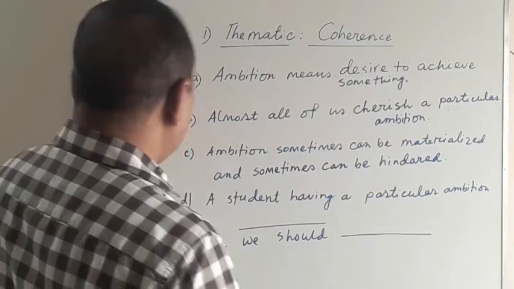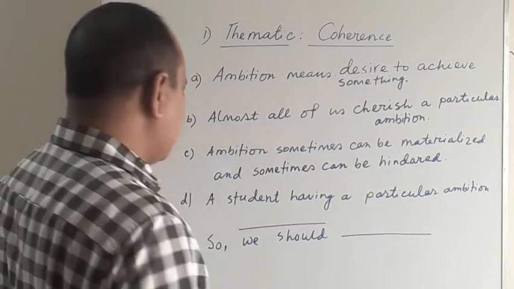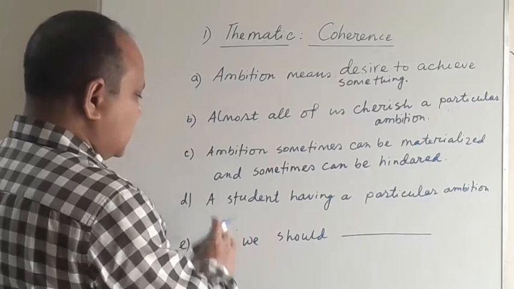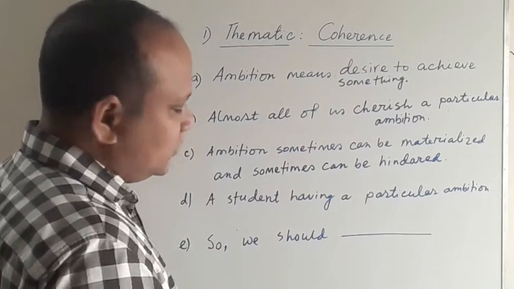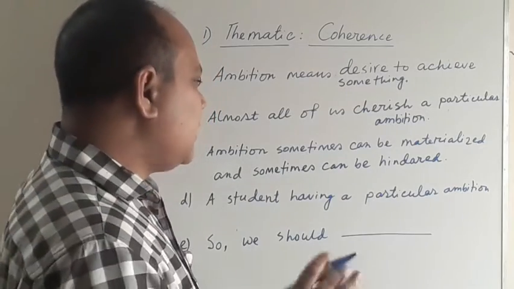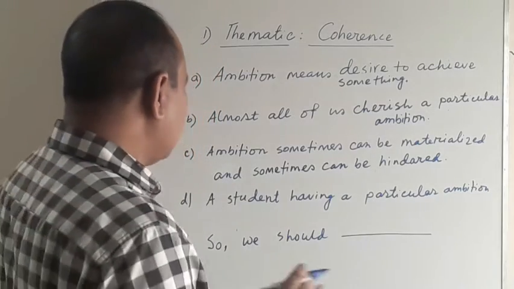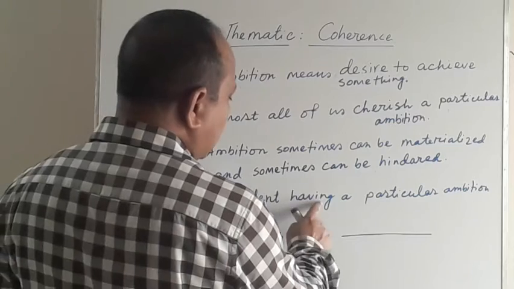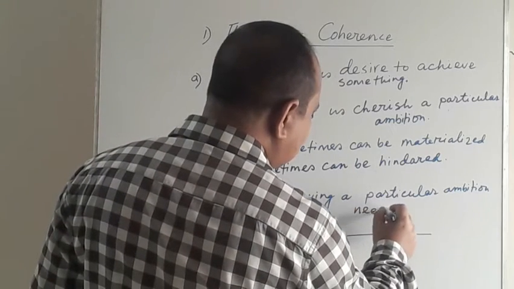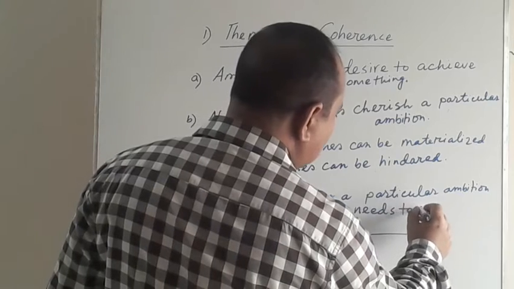H-I-N-D-A-R-E-D. Okay. And sentence number D: A student having a particular ambition. A student who wishes or who nurses a particular ambition, he must study hard. So we can write in this way: a student having a particular ambition needs to study hard.